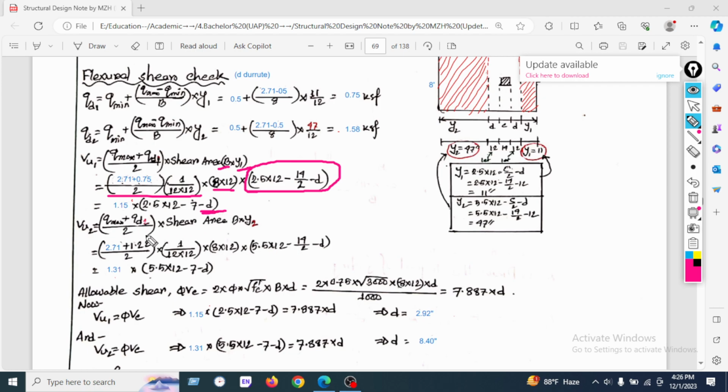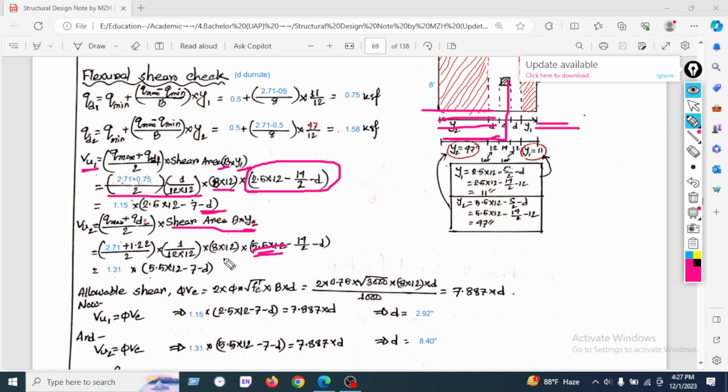In the same way we will calculate vu2 in the left portion. This is b1 meaning right portion, and this is the left portion. Left portion is q max plus q d2 divided by 2, and shear area b times y2. B we have known, 5.5. Here is the 5.5 from the CG of the column, and deduct the y2.